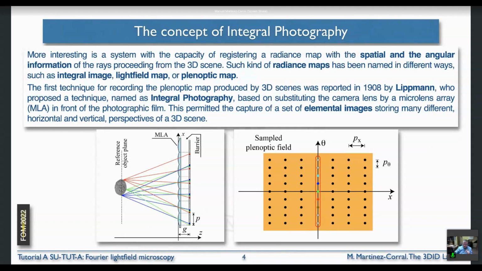Instead of using a single objective, he proposed the use of a microlens array, which was set in front of the sensor, by that time a photographic film, now a matrix sensor. And okay, here we have the 3D object. We make the conjugation between the sensor with one plane of the object, and therefore we call it reference object plane, one plane in the middle of the object.